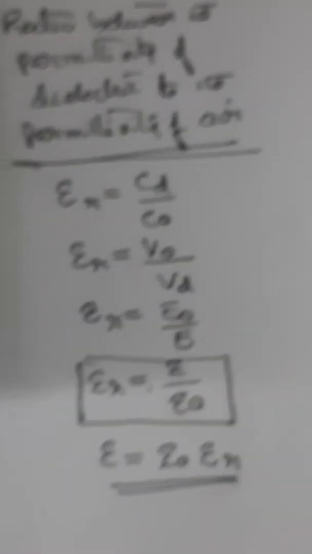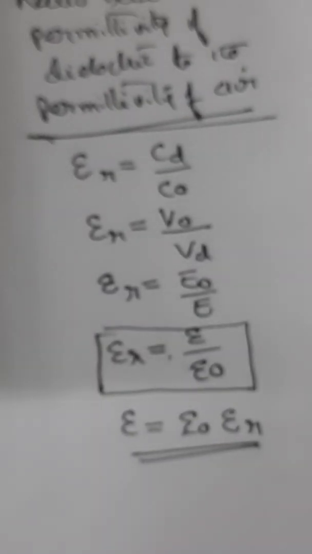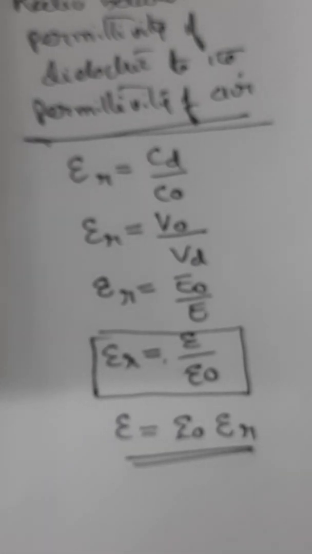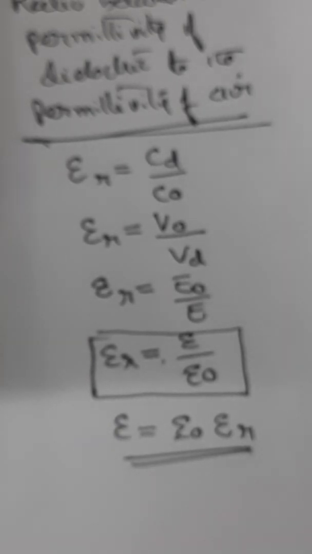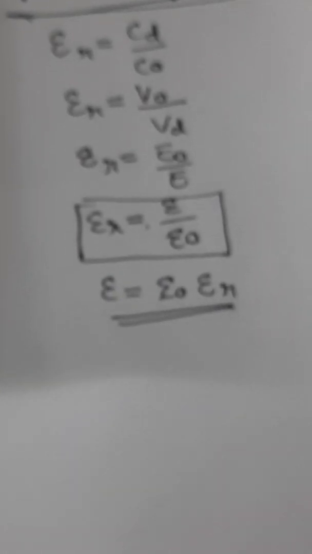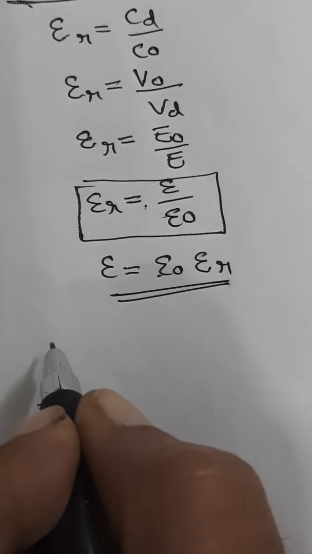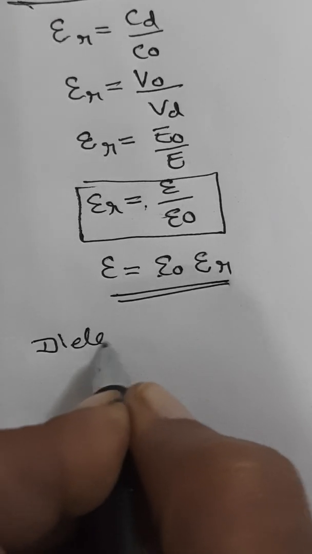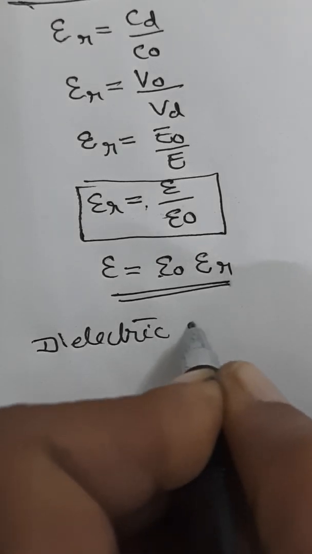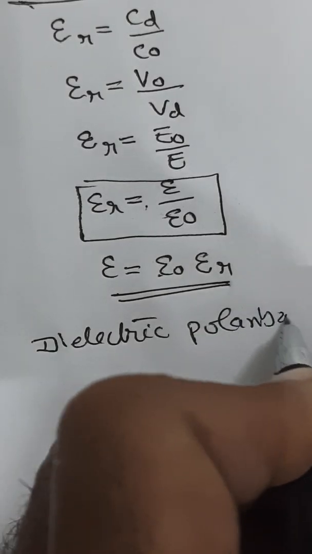So I am trying to give you the basic definitions that we come across in dielectrics, namely electric dipole, dipole moment, permittivity, and then dielectric constant. Now we shall try to understand something called dielectric polarization.